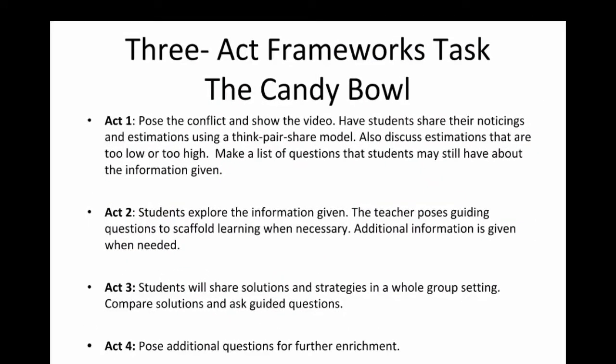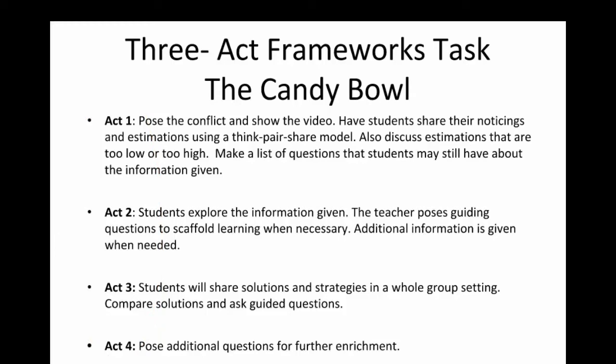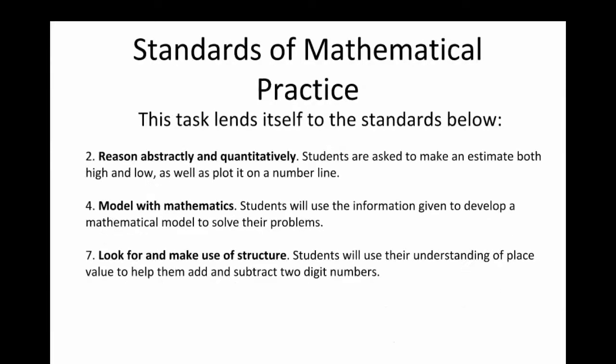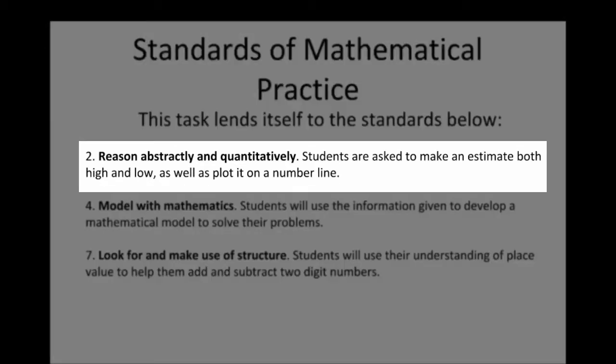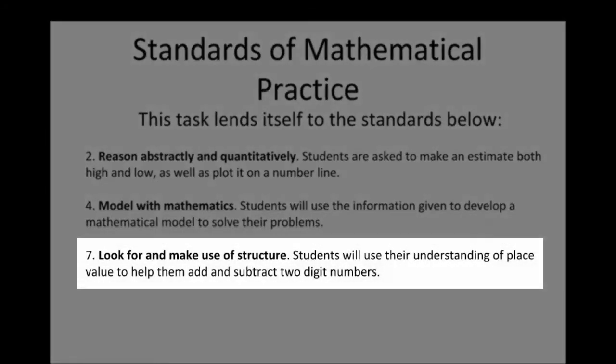One way that these methods can be used is a 3-act task. The task we are going to use today is called the Candy Bowl. 3-act tasks take students through 4 acts or phases of a task in which students create their own questions, discover what information is needed to answer their question, and then solve the problem. The fourth act is an enrichment aspect. The Candy Bowl 3-act task uses all 8 of the standards of mathematical practice. 3 of the main standards included are 2, reason abstractly and quantitatively, 4, model with mathematics, and 7, look for and make use of structure.